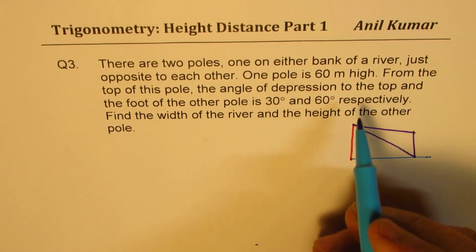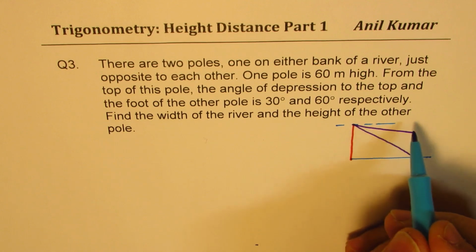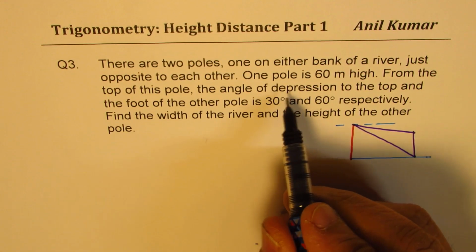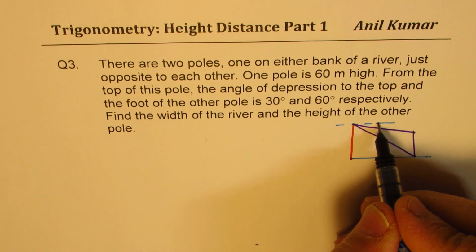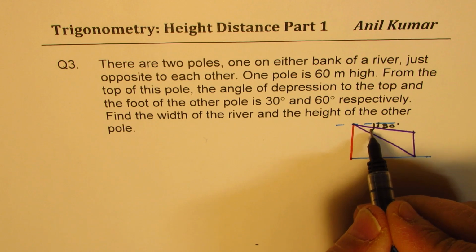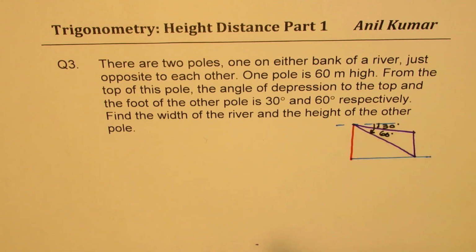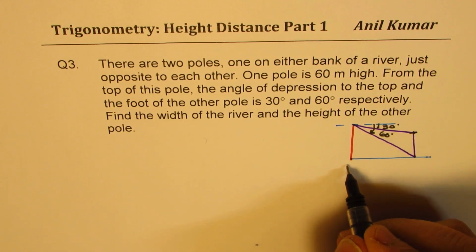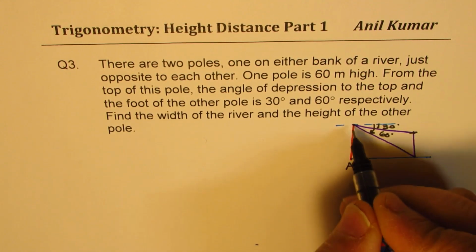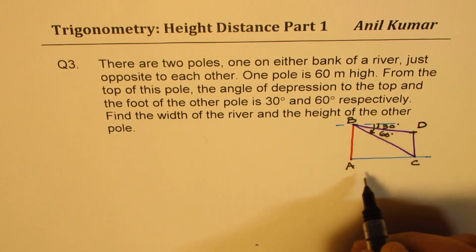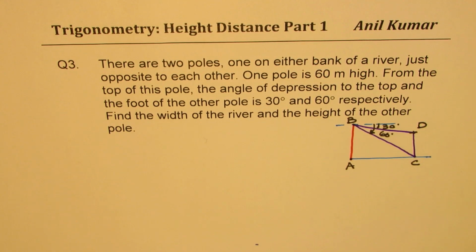Now what are we given? We are given that the angle of depression is 30 and 60 degrees. As we discussed, that angle is always from the horizontal. So this is 30 degrees for the top, and this angle here is 60 degrees. Now we need to find the height of the pole. Let me name the first pole as AB and the other one as CD. We also need to find the width of this river.